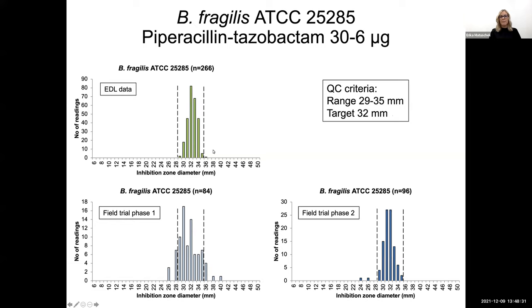Next. Here are some background data for setting the QC criteria. This is Bacteroides fragilis and piperacillin-tazobactam with a range of 29 to 35 millimeters. In the upper graph to the left, you can see data from the EDL, and the dotted lines represent the QC range. And the 2 lower graphs represent data from the field trial, to the left from phase 1 and to the right phase 2 data. And as we mentioned earlier, laboratories were inexperienced with this methodology in phase 1, but after the phase 1 study, we gave individual feedback on the results and also gave the reading guide for guidance on how to read zone diameters. And we can see that the results from phase 2 were really improved, with most results actually within range.